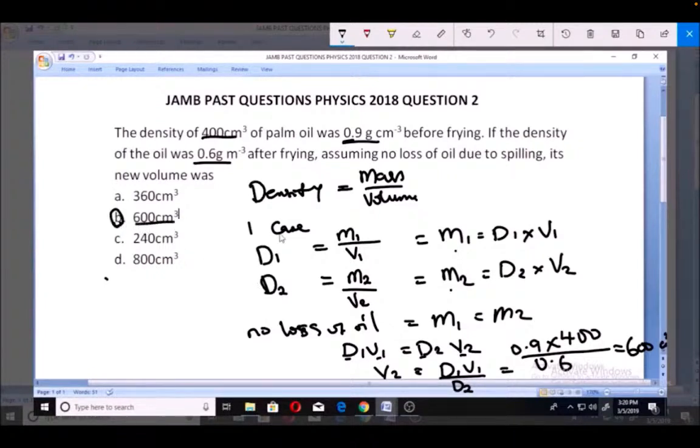So notice we started from the formula for density. We made M the subject of the formula because they say there is no loss in mass. That means the two M has to be equal. So we equated them, and the equation of this and this simply means that this is equal to this. So we equated them here and made V2, which we are looking for, the subject. Then we get 600. That is how you go about solving equations such as this. Thank you.